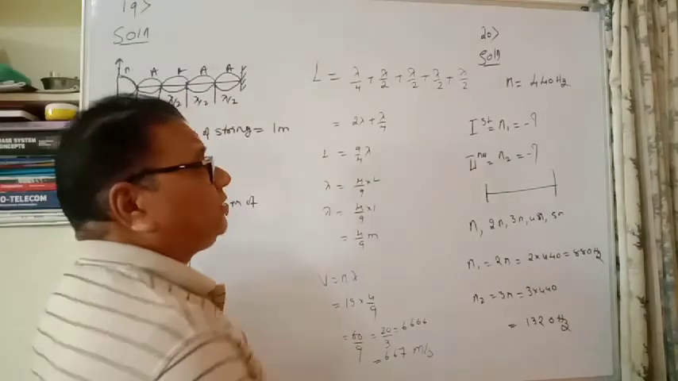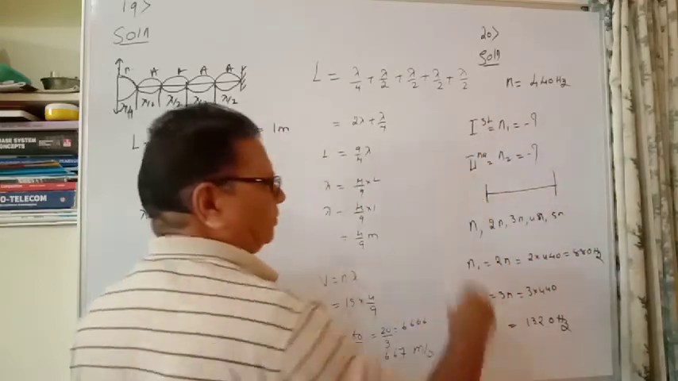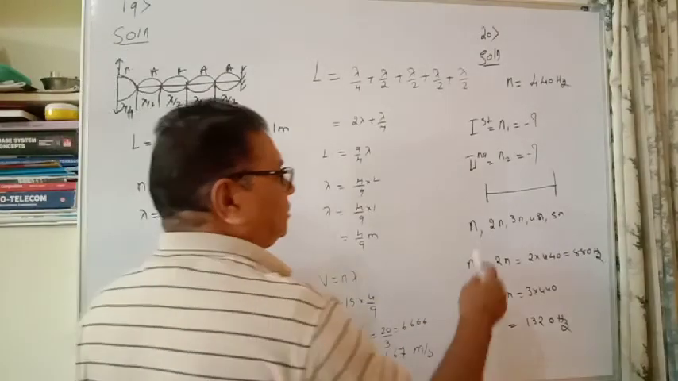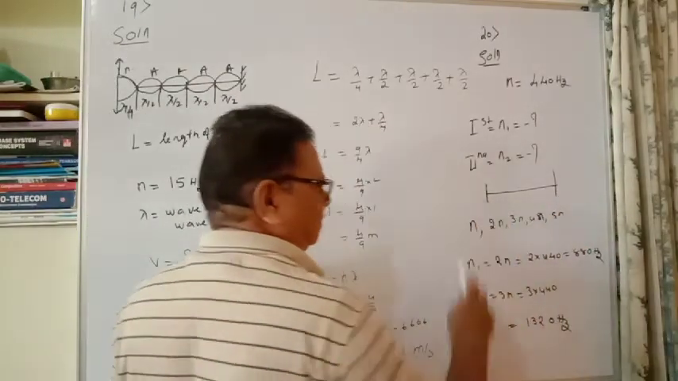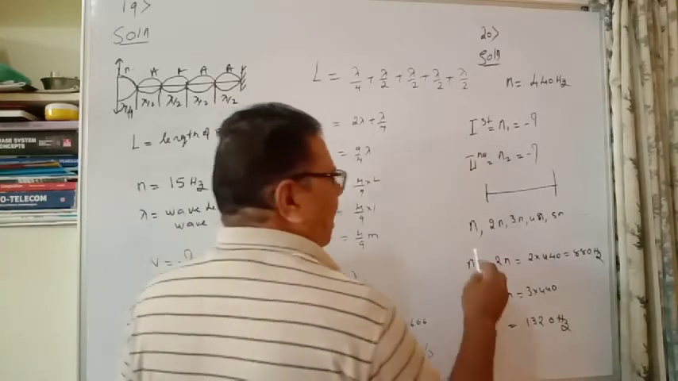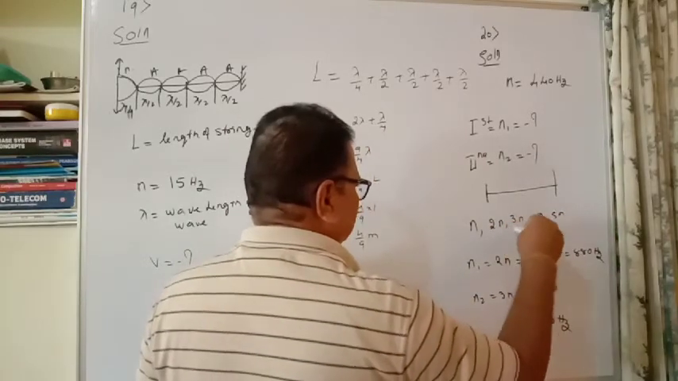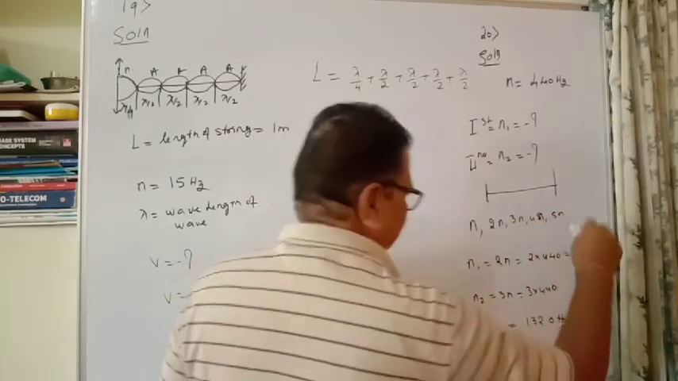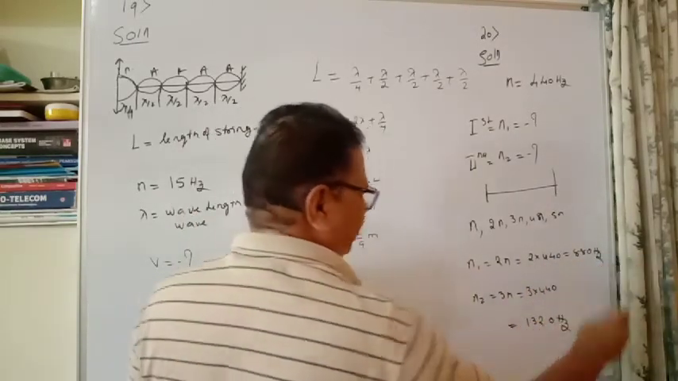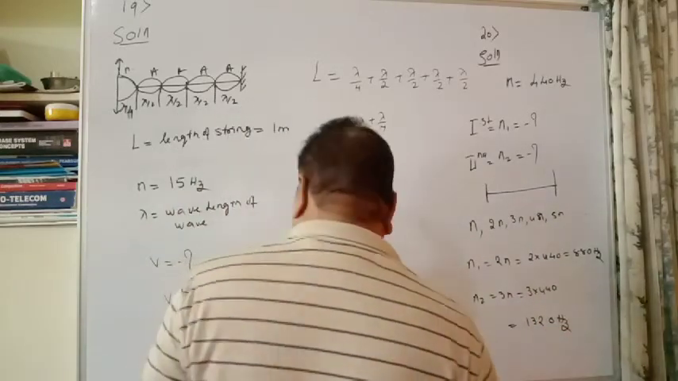He has given the fundamental frequency. We have to define first order and second order. The basic concept is, in a violin, a string is stretched between two endpoints. Frequencies produced in the vibration of a stretched string are, if n is fundamental, 2n, 3n, 4n, 5n. First order, second order, third order, the fourth order. Therefore, n1 is equal to 2n, we get 2 into 440, 880 hertz, or n2 is equal to 3n, 3 into 440, 1320 hertz.